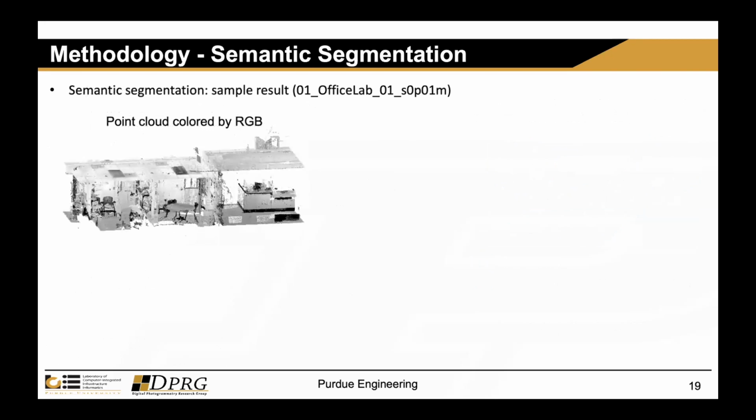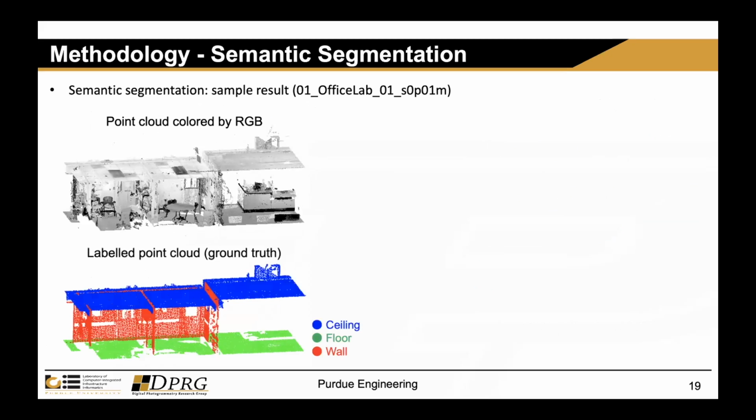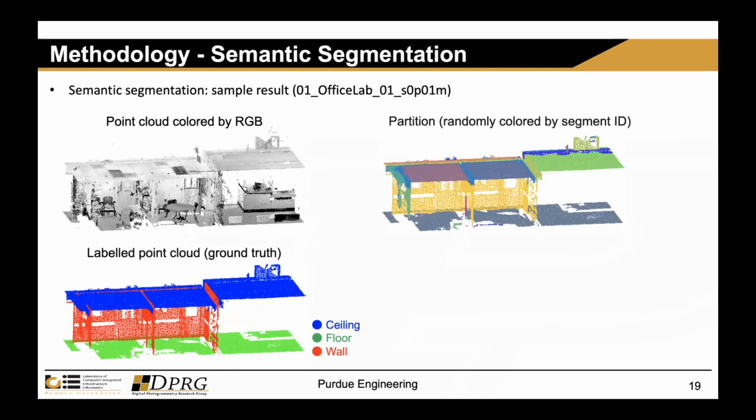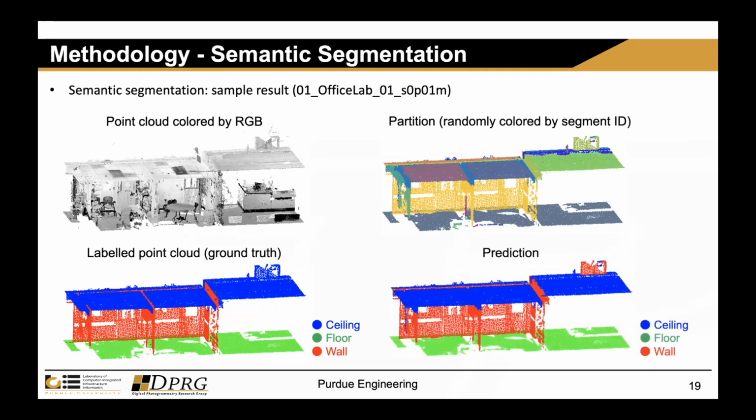Okay, next slide. Here we are showing some sample results from the semantic segmentation. So this is the point cloud colored by RGB, and this one is the labeled point cloud generated from the CAD model. Okay, the next two figures show the partitions, and the next one is the prediction from the semantic segmentation. So here, by comparing the prediction with the ground truth, we can see there are some discrepancies here.